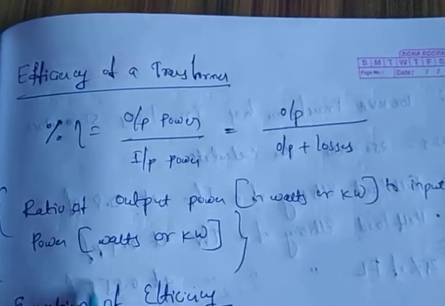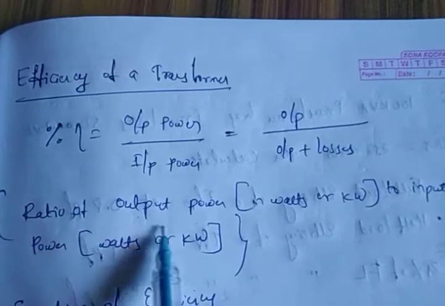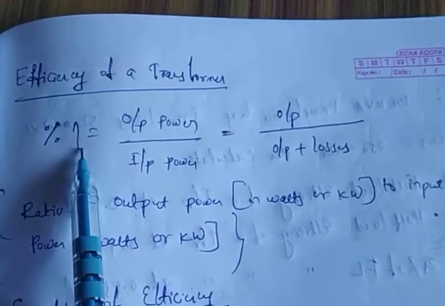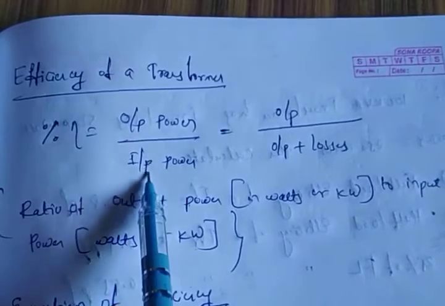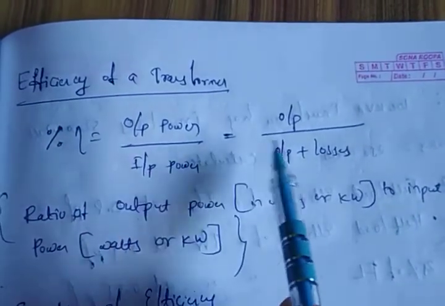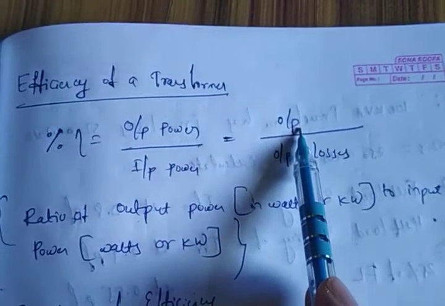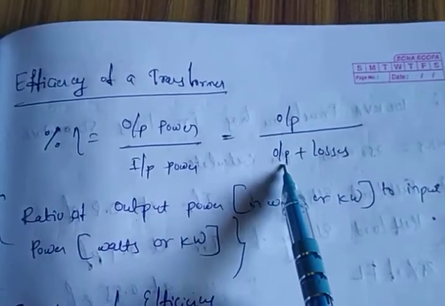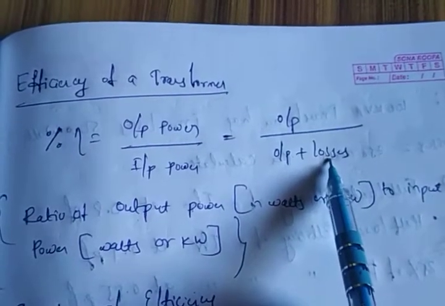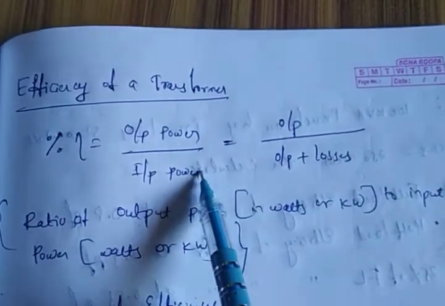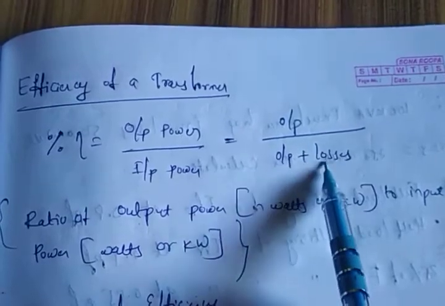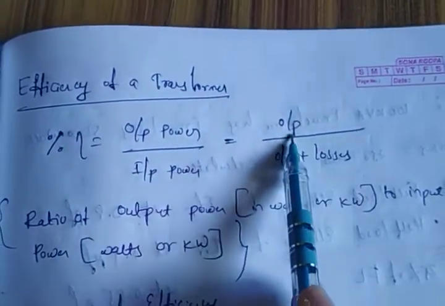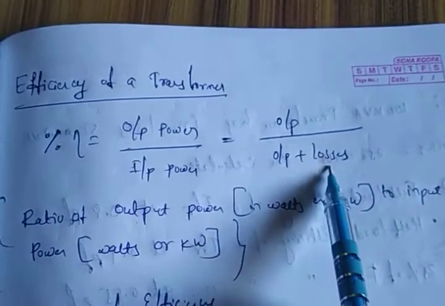Efficiency can be defined as the ratio of output power to input power. Efficiency is equal to output power divided by input power. Input power can be written as output power plus losses. Input power is equal to what? Output plus losses. So you can write the efficiency as output by input, or output by output plus losses.